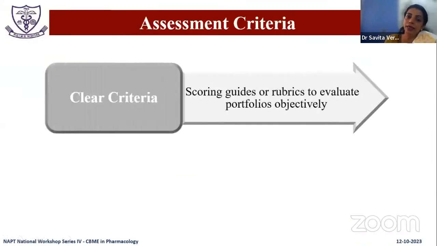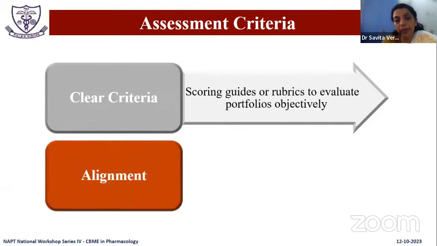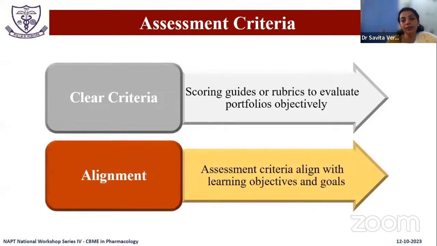And assessment criteria should be clearly defined. So we do have some scoring guides or rubrics which can be used for evaluating the portfolios objectively. And what is most important is that the assessment criteria needs to be aligned with the learning objectives and goals. So I personally feel in the implementation of CBME curriculum, both in the undergraduate and postgraduates, assessment criteria plays a very important role, how we are assessing what the learner has learned.